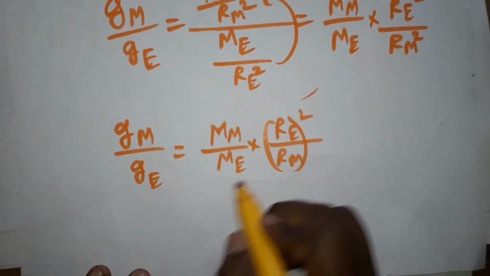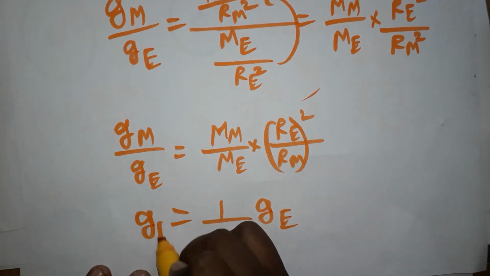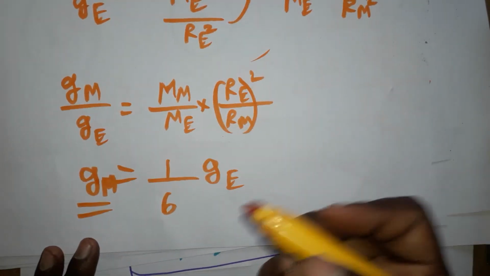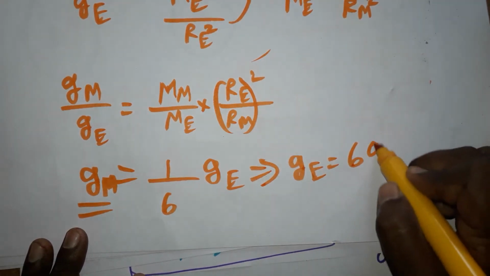On full calculation we get 1 divided by 6. So gravity on the moon surface is 1 by 6 times the gravity on the earth surface. With the same equation, gravity on the earth surface is 6 times the gravity on the moon surface.